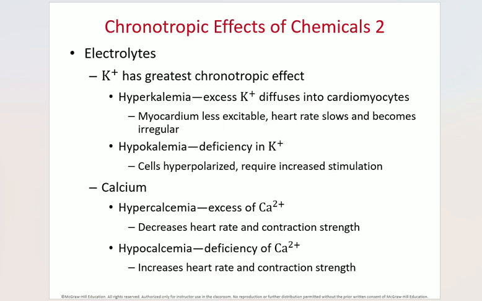Electrolytes play a big part in this as well. Electrolytes are super important for normal function overall. Potassium has the strongest chronotropic effect on the heart. So hyperkalemia, too much potassium diffuses into the heart cells, and you have myocardium that's less excitable. You're going to have slower heart rate, irregular heart rate. Conversely, hypokalemia, too little potassium, and your cells are hyperpolarized and require increased stimulation. So hyperpolarized cells, they don't want to beat.